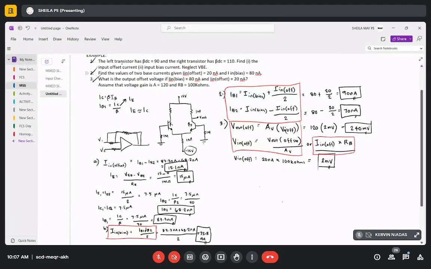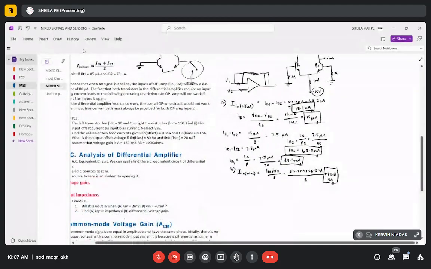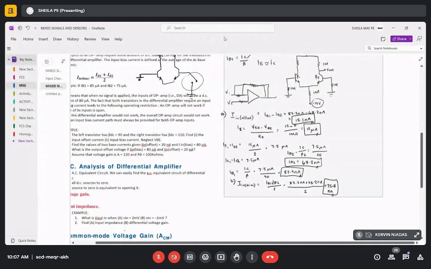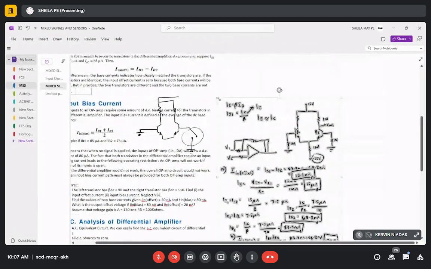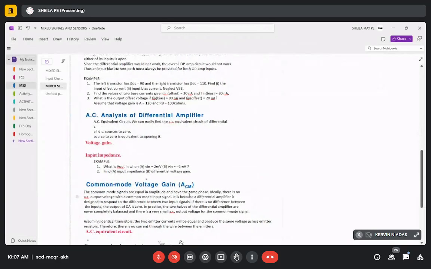Okay, going back here. Okay. So we're done with the AC analysis of differential amplifier. So for AC equivalent circuit, we can easily find the AC equivalent circuit of differential amplifier with all DC sources.